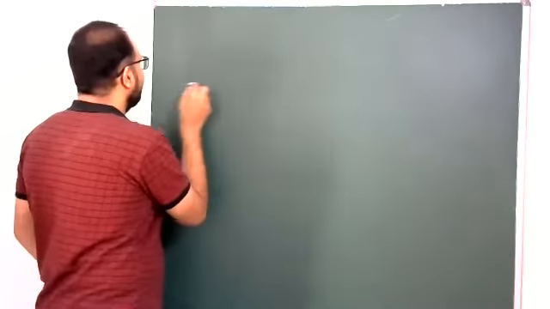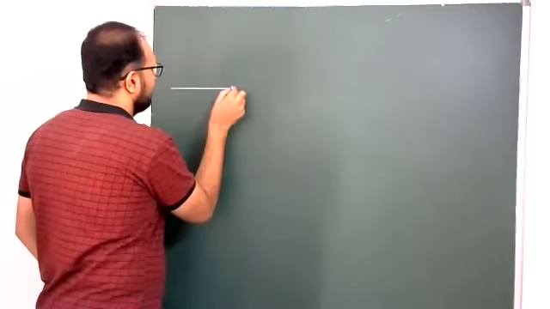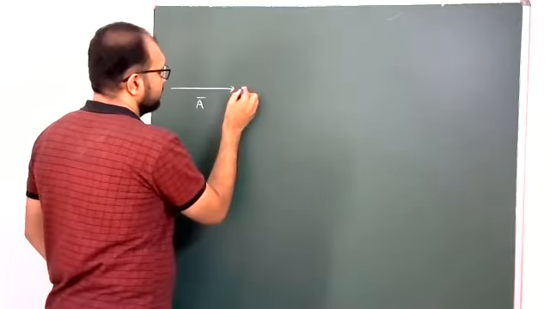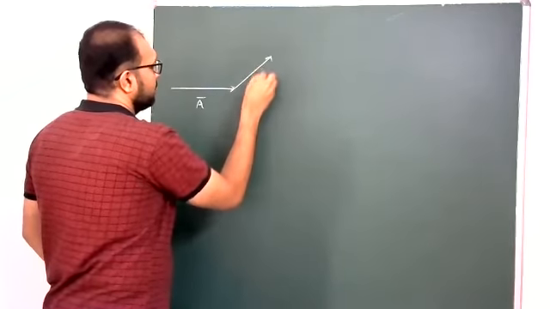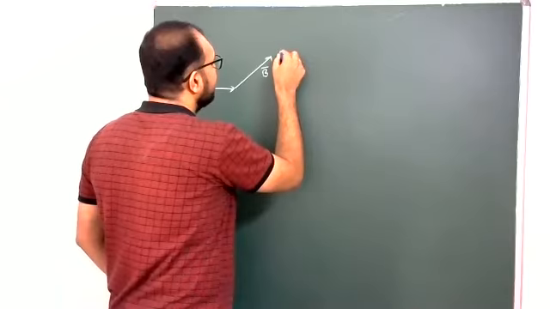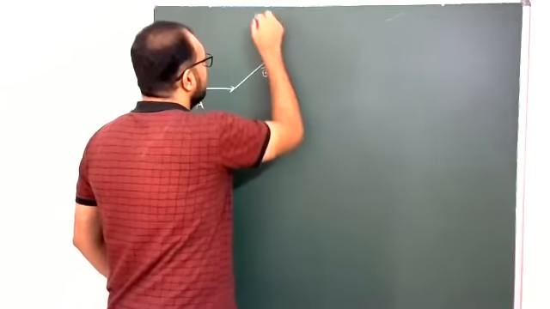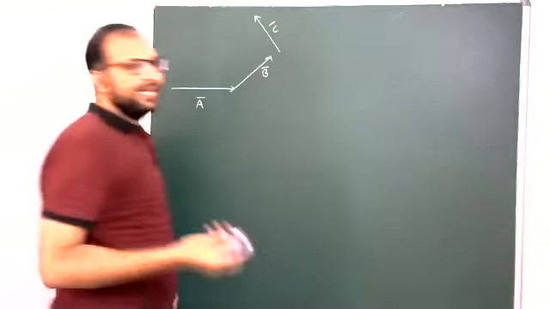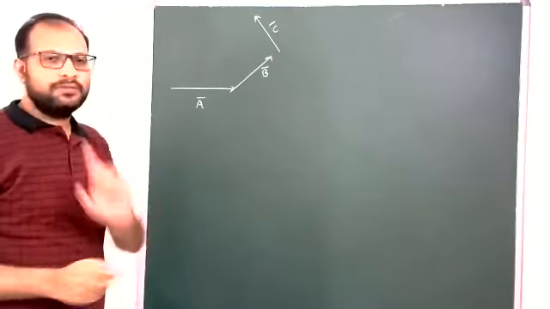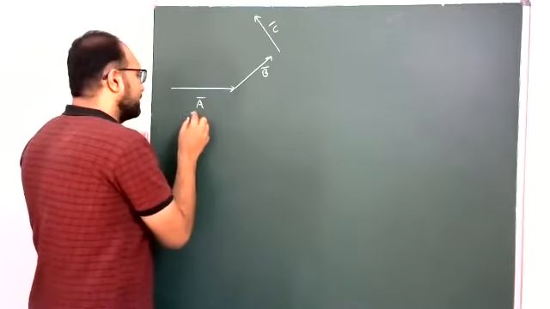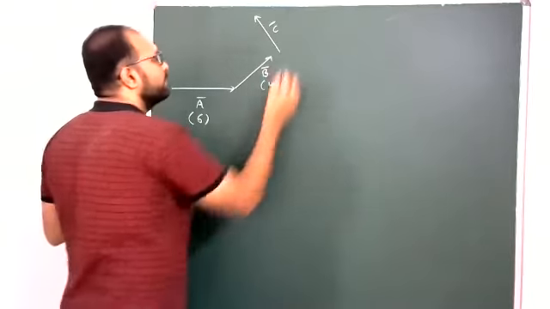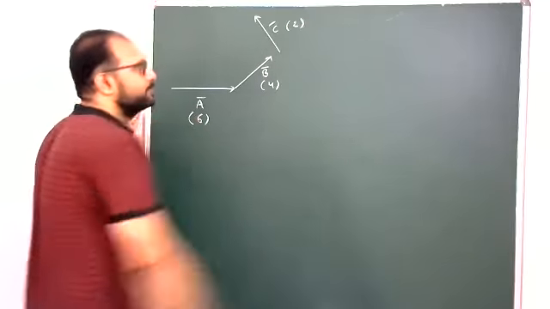So students, here A bar, B bar and C bar, like that any more than 2. Now I have taken 3. Yes, any number you can solve. This magnitude 6, this magnitude 4, this magnitude 2.